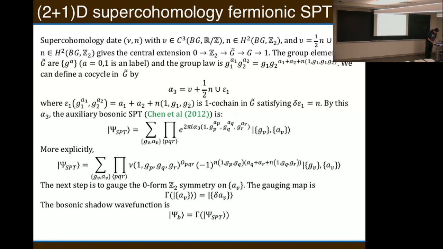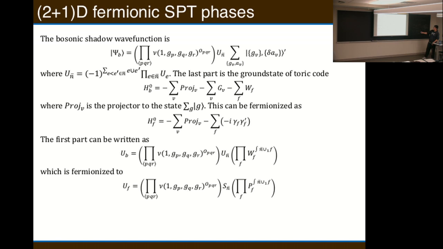Okay, so I don't want to go into the detail of the formula. The basic idea is, for the fermionic SPT, we have this so-called supercohomology data. Based on this supercohomology data, we can construct some cocycle, which can construct some bosonic SPT. So we can write down a bosonic wave function, and we can apply our previous map. For example, given this wave function, we get the Z2 symmetry. It turns out to be this formula.